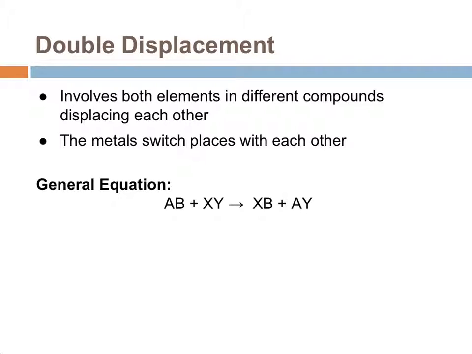And so this means that the metals are going to switch places with each other. In our general equation here, A and X are both metals, whereas B and Y are non-metals.